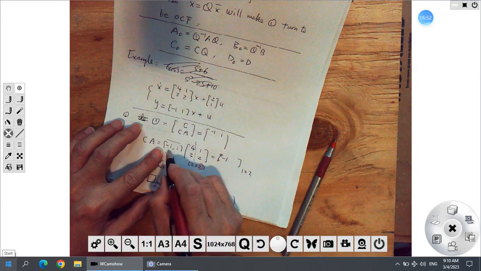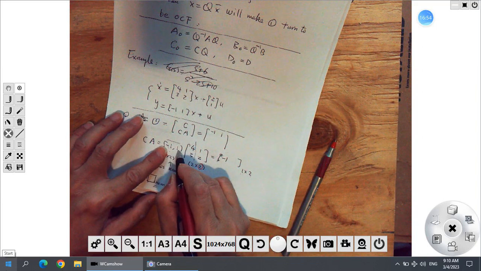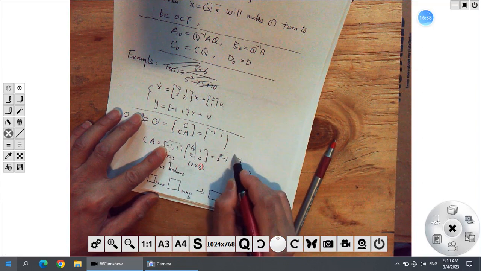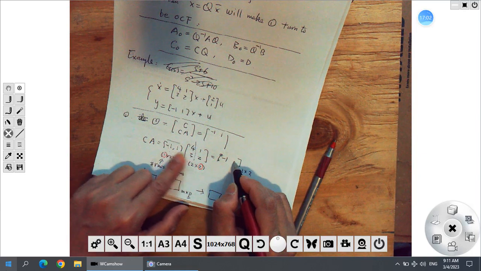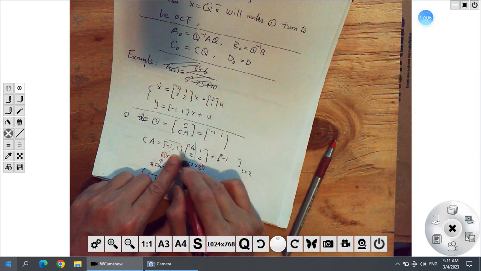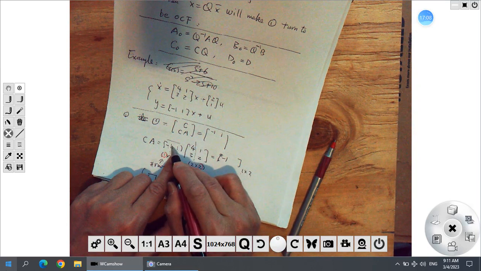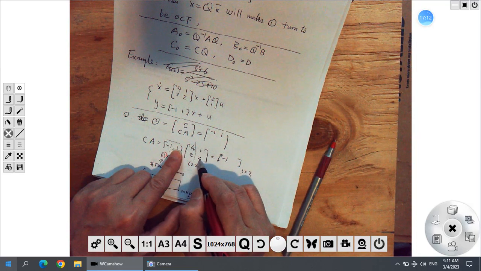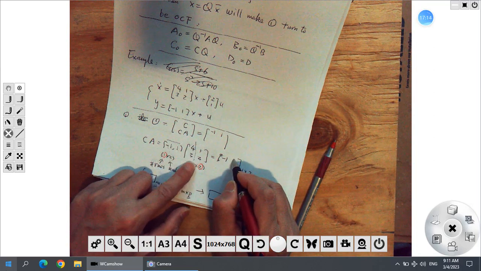Then we use the still first row, second column. So it's -1, 1, and 1 and 2. You multiply element by element, and 1 times 2. You have -1 and +2. Totally, -1 + 2, you get 1.